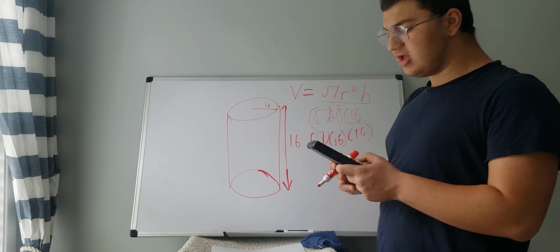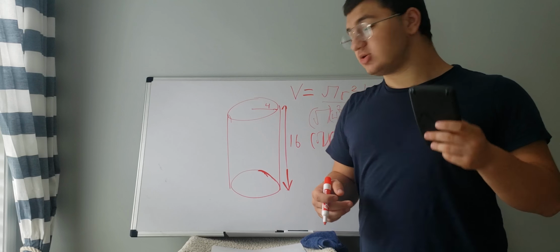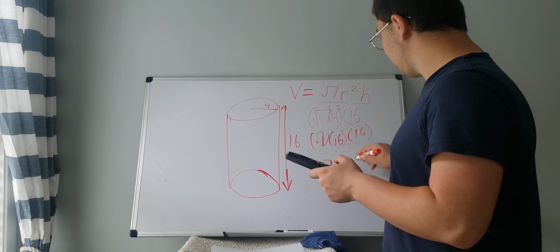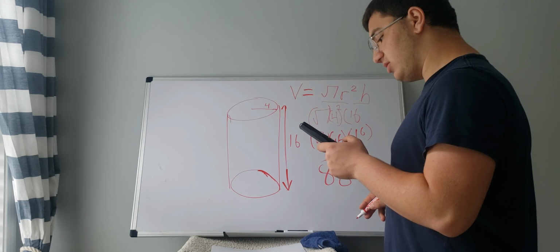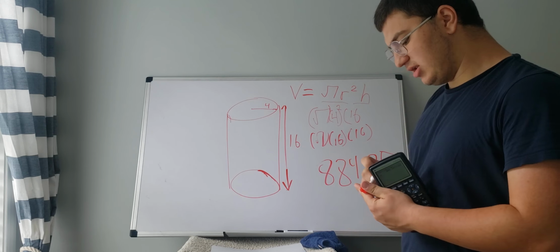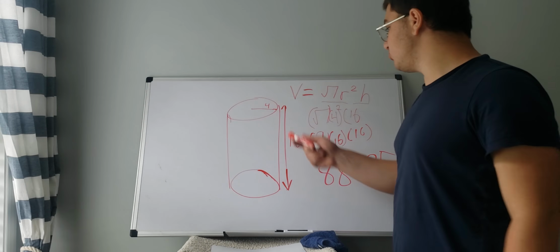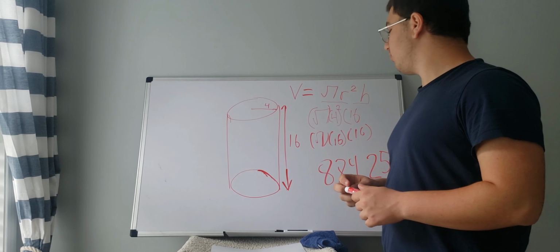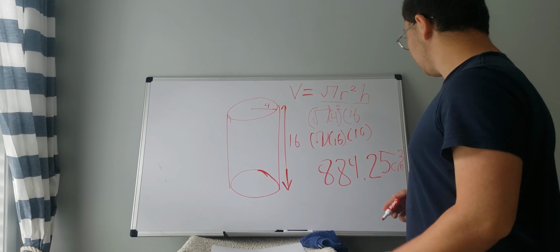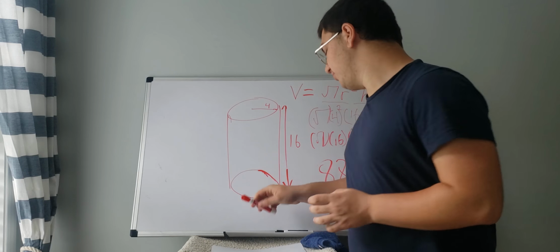We're typing that right now, and you should get an answer of 804.2477 and so on. That is a mouthful, so we're just going to simplify that. Now, if we had some sort of measurement, say this was some centimeters, the answer would be in centimeters cubed. Let's say centimeters cubed because it is the volume. And let's move on to the next example.